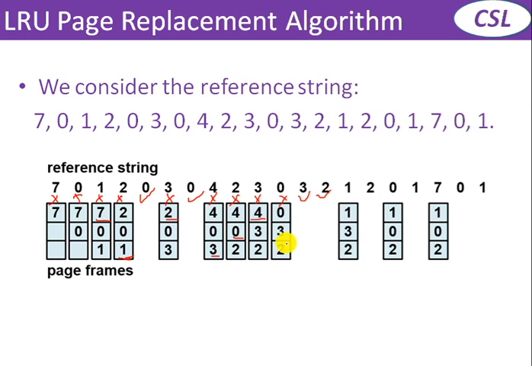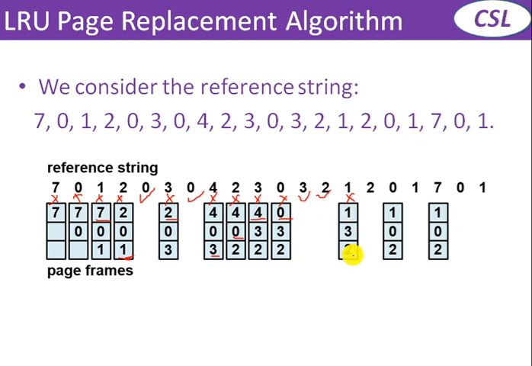Next is 1. 1 is not available, so I have to find the LRU page. Here 1 is the new request, and available are 0, 3, 2. 2 was used most recently, 3 before that, and 0 is far away. So you simply remove 0 and fill it with 1. This is a miss. Next is 2.